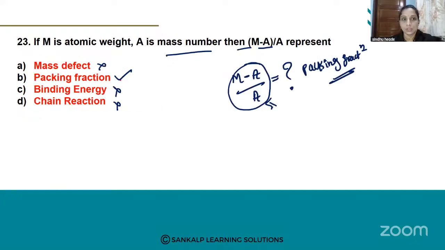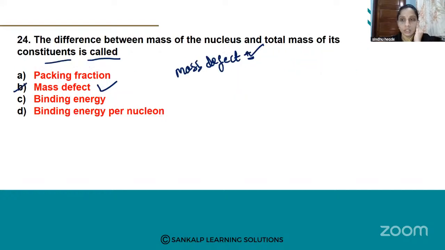Before writing the correct answer, you should know what packing fraction is. As in our previous question, this tells about the packing fraction equation. Packing fraction tells about the atomic weight and mass number. So here option A is wrong. Then binding energy tells about the stability of the nucleus, how it binds. So this is also wrong. And mass defect tells about the mass of the nucleus and the total mass of its constituents. So option B is the correct answer.